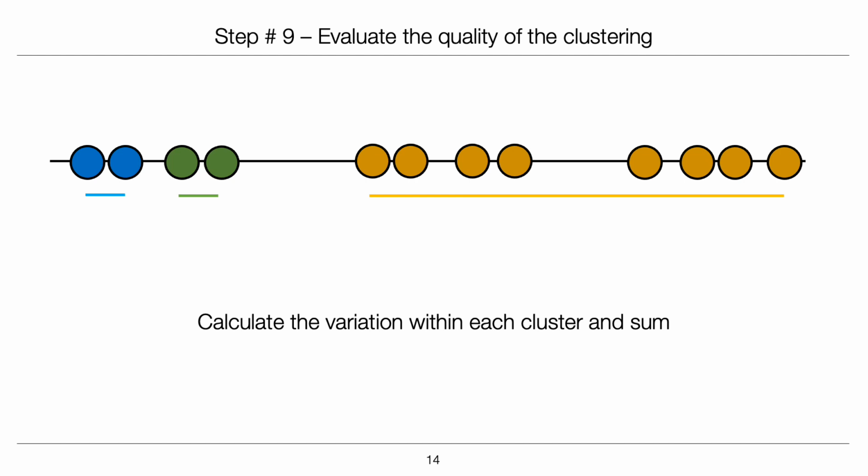So with all points assigned to the 3 clusters, we have successfully performed 1 round of the k-means clustering. Now we can evaluate how well we did. The performance is evaluated by calculating the variation among the points within each cluster, as illustrated by the 3 colored horizontal bars. You can see that the brown cluster has the highest variation, indicated by the longest brown bar.